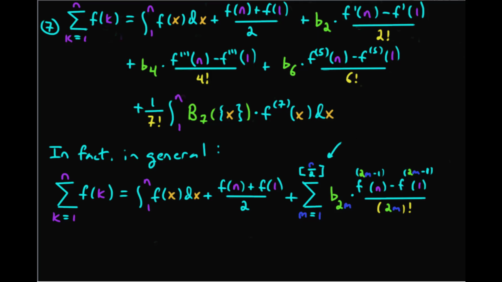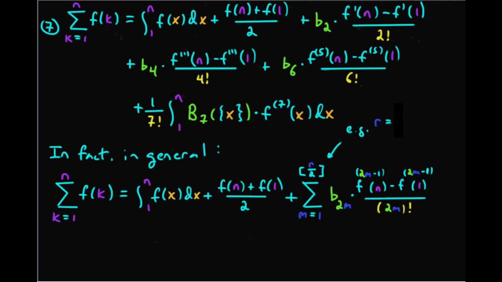And again, I'm letting the index of this summation range from m equals 1 to m equals the floor of r over 2. Now, why do I need to use the floor function for this sum? Well, that's to capture the fact that the odd derivative forms of the EMSF have all the same correction terms as the even derivative form of the EMSF that precedes them.